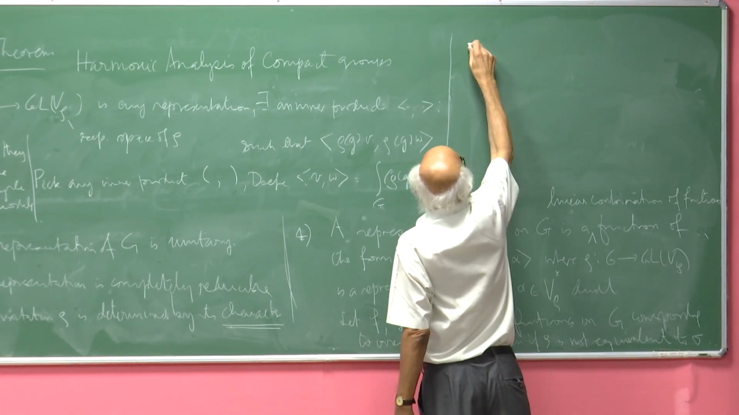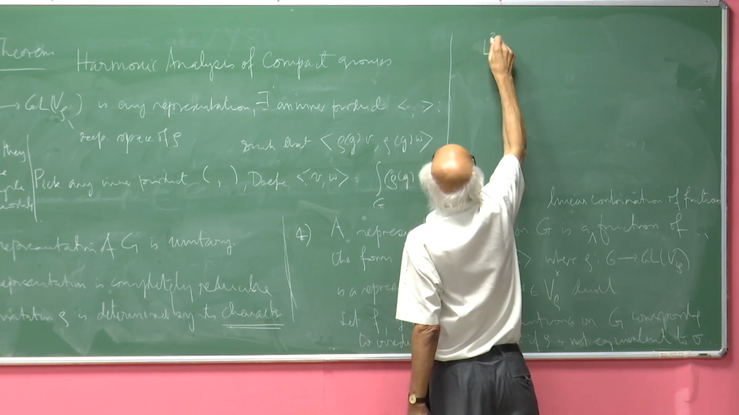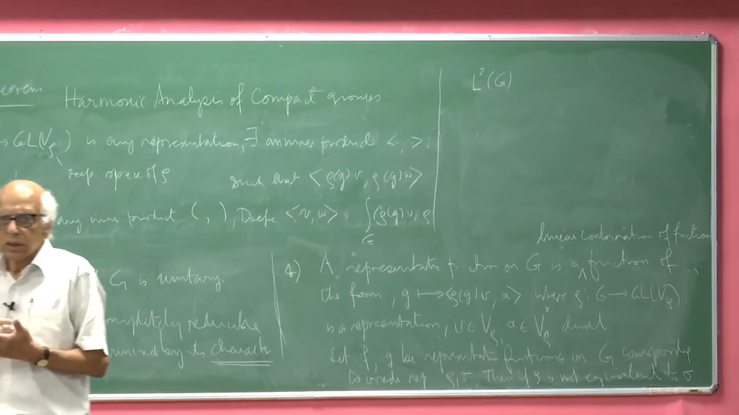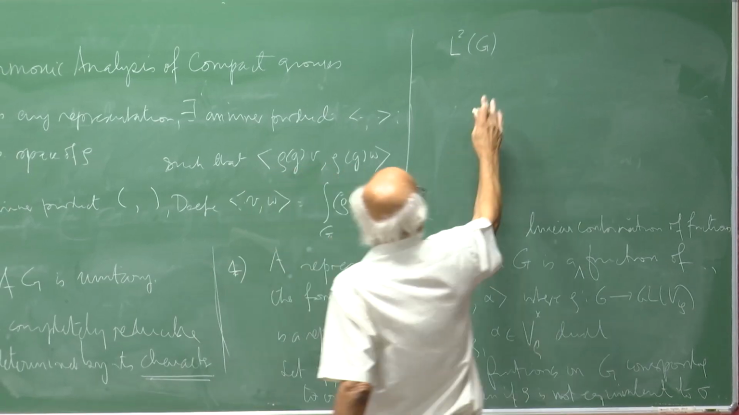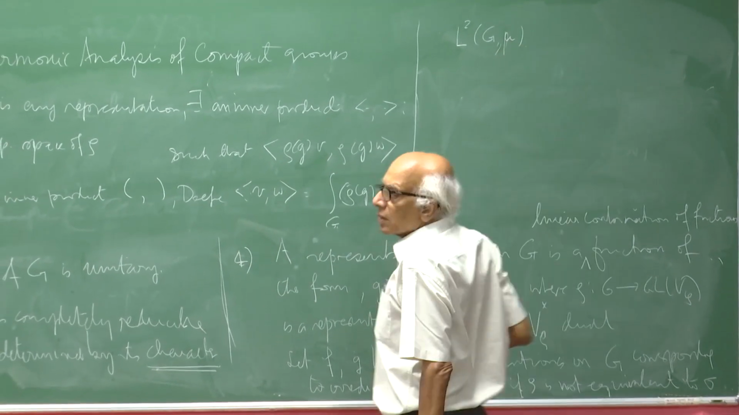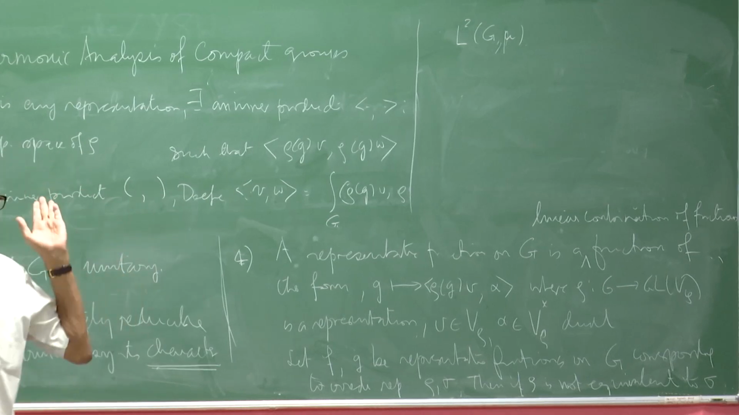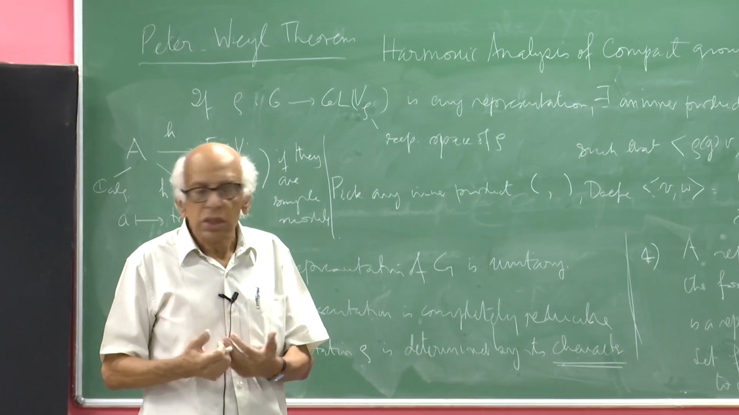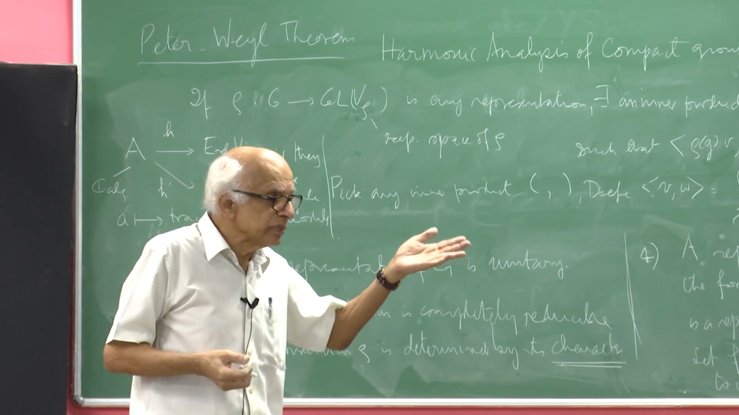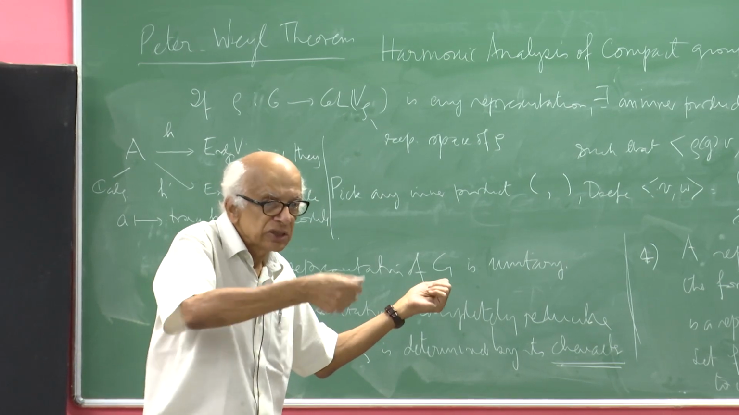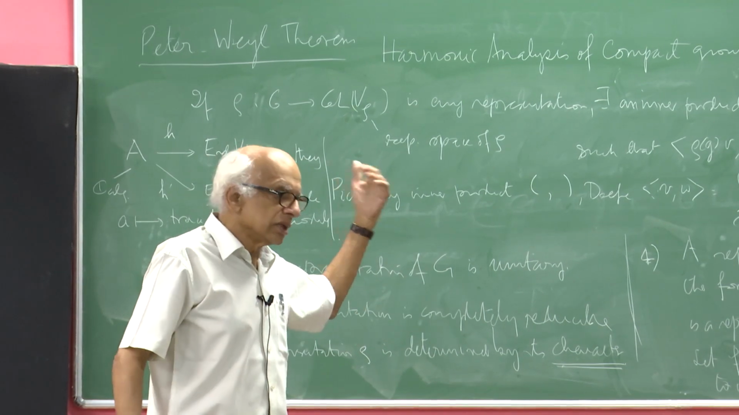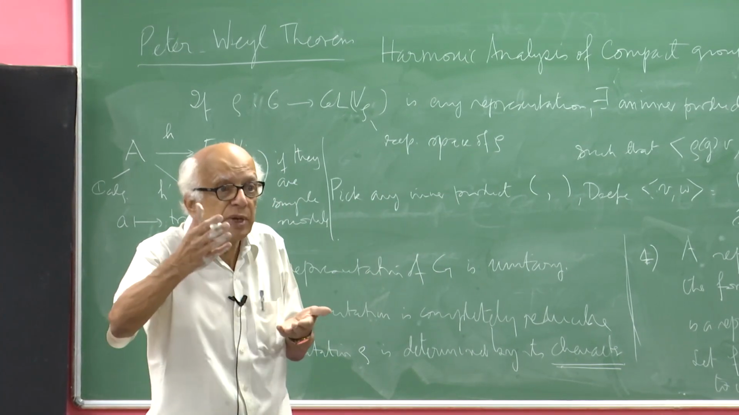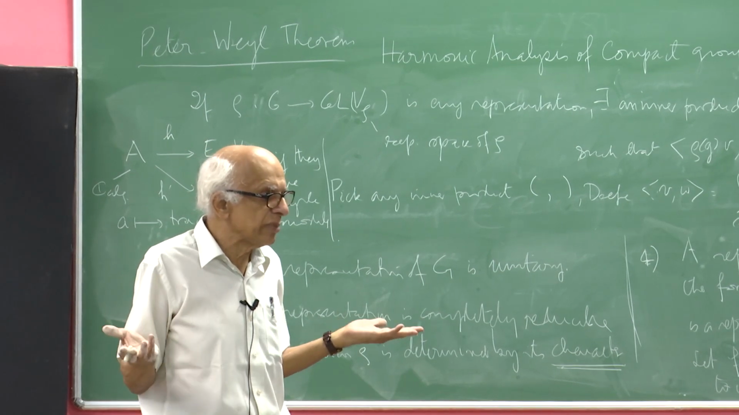One is that if you look at L2 of G, for the Haar measure mu, that's an infinite dimensional space in general. Unless G is finite, that's going to be infinite dimensional. However, the group operates by left translation. And since the measure is invariant under left translation, the group action is unitary. It preserves the inner product on L2(G). Now it's a Hilbert space, and the notion of a unitary transformation still makes sense.